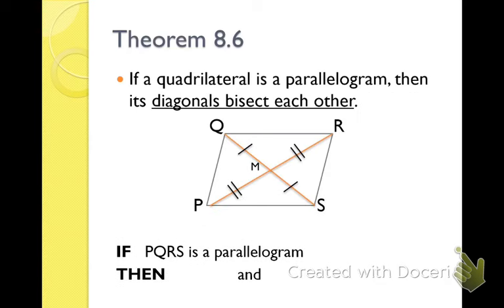In a quadrilateral, if it's a parallelogram, its diagonals bisect each other. The diagonals are not congruent, but they do bisect each other. They cut each other in half. In this picture, PQRS is a parallelogram. QM equals MS, and PM equals MR.